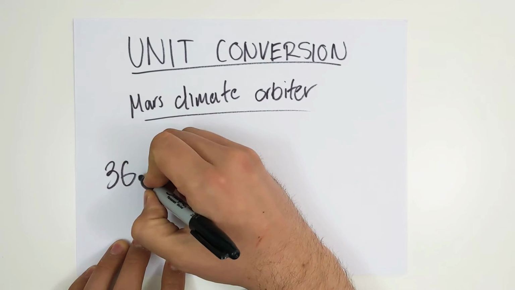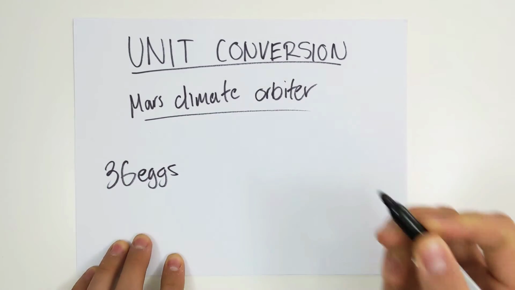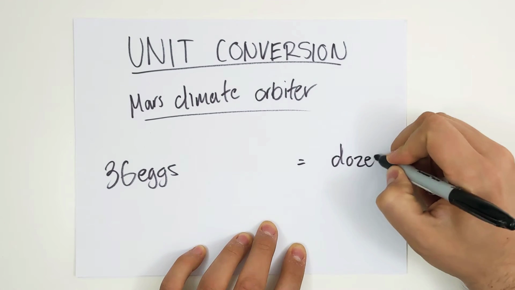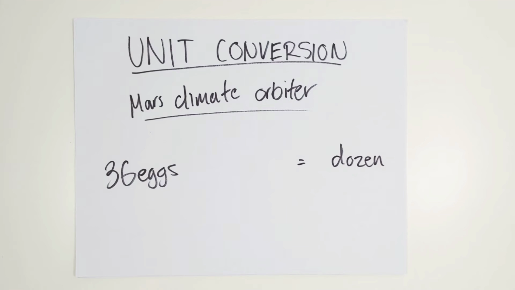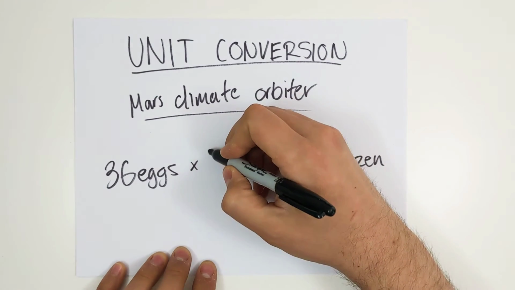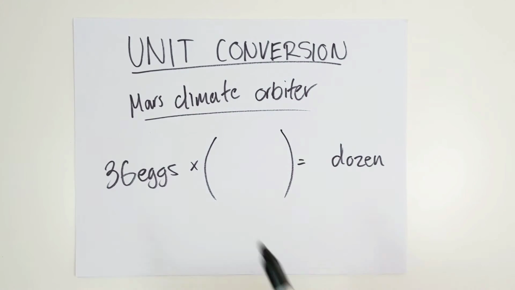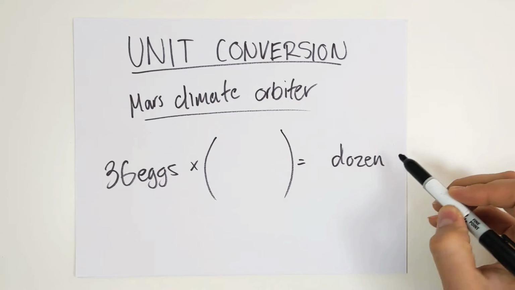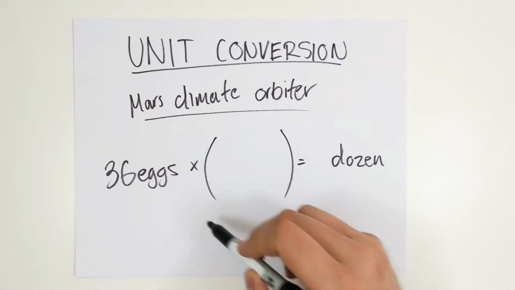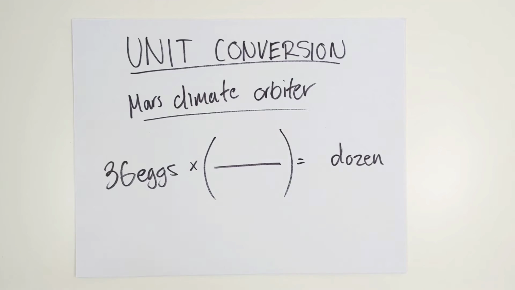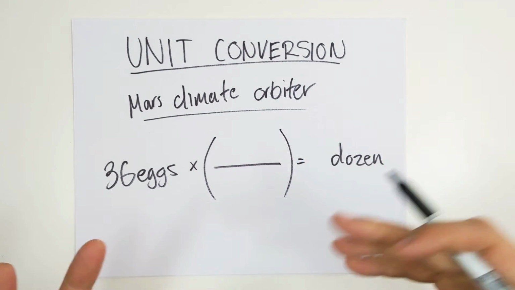Watch this. If I tell you I have 36 eggs and I want to know how many dozen, you can probably tell me off the top of your head, 36 eggs, that's 3 dozen, dude. But to show you how we formalize this, effectively what you're doing is taking the thing you know, setting it up with what you want, and then multiplying it by something that equals 1. What I mean is a ratio of the things, a conversion factor.